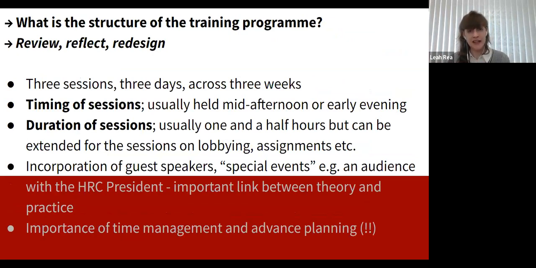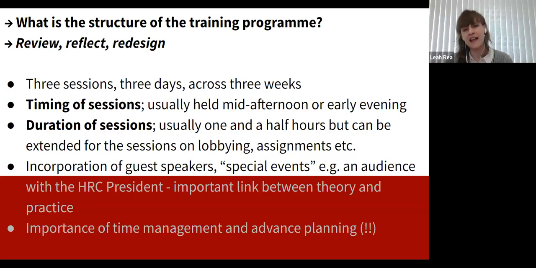And the structure then, as again, comes back to reviewing and reflecting and redesigning based on previous editions. So it can slightly change, but the, I suppose, foundational focus that we've always used: 3 sessions, 3 days, 3 weeks.